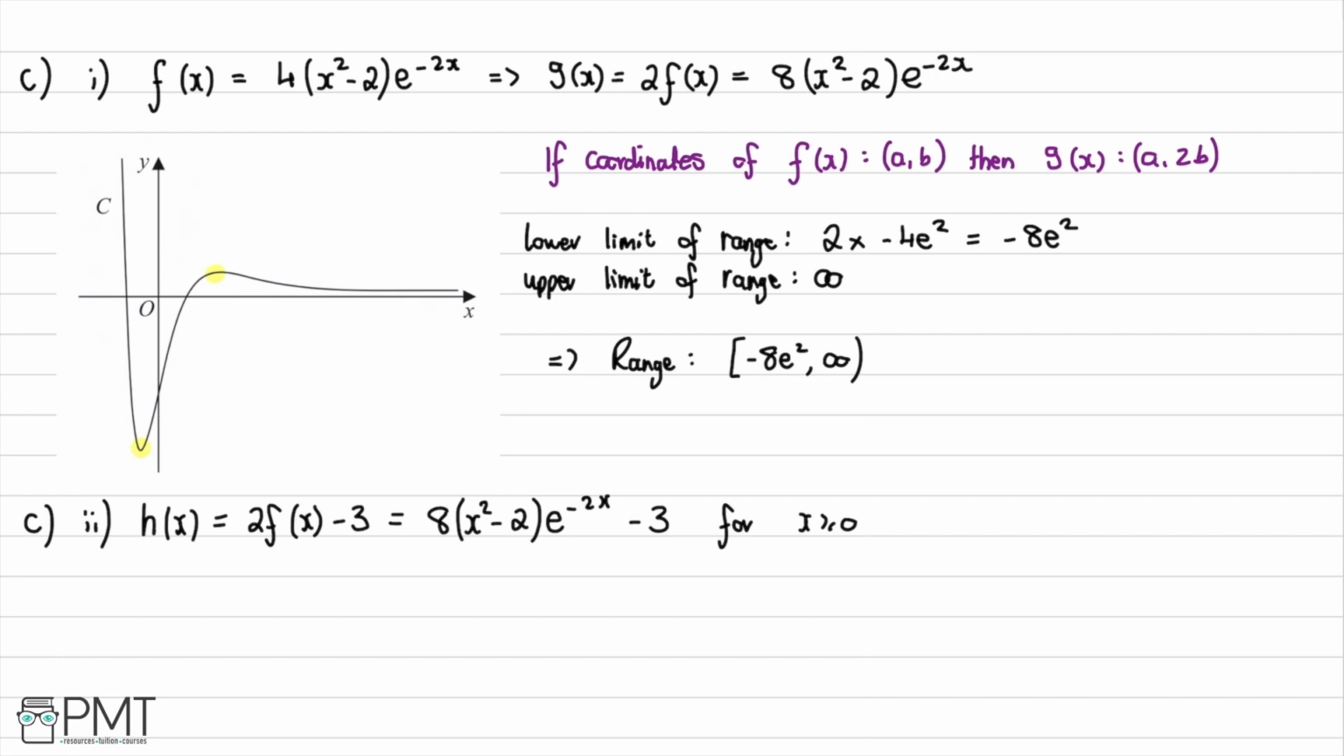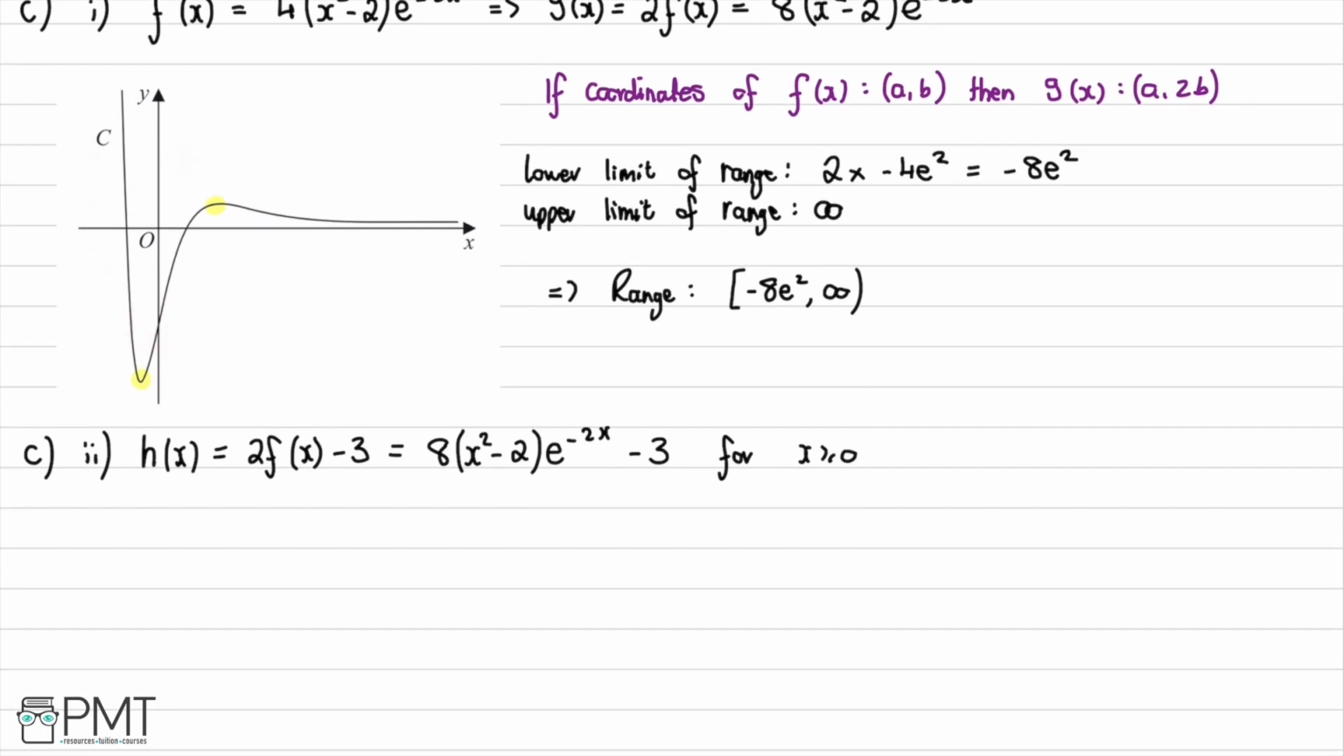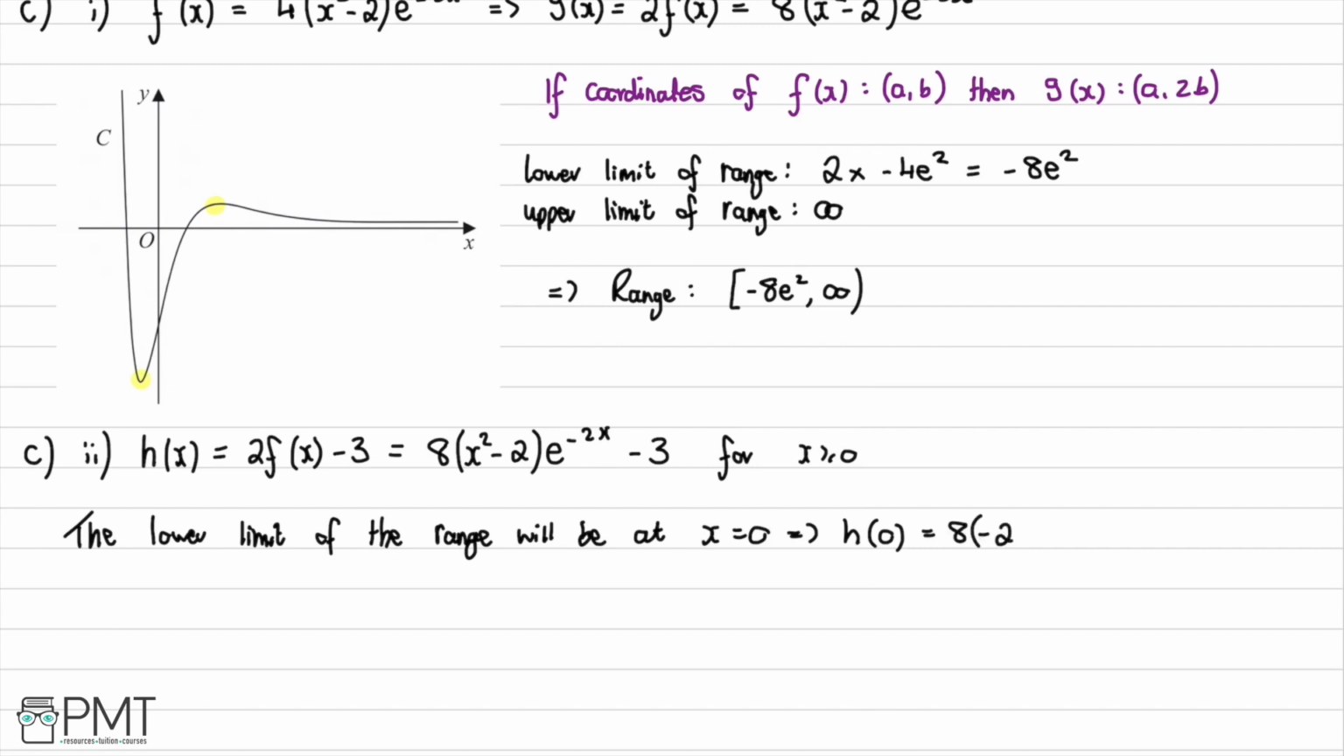And we see, what is the lowest part of the y-axis going to be? It is going to be when we have the y-intercept, so when x is equal to 0. So we must first state that the lower limit of the range will be at x equals 0. So therefore, we'll have that h of 0 is going to be 8 lots of -2 multiplied by e to the -2 times 0, minus 3. And we put this into our calculator. And what is this going to be? So we're going to have -16 minus 3, and that's going to be -19.